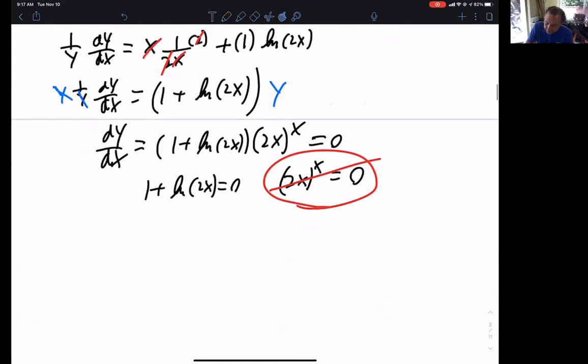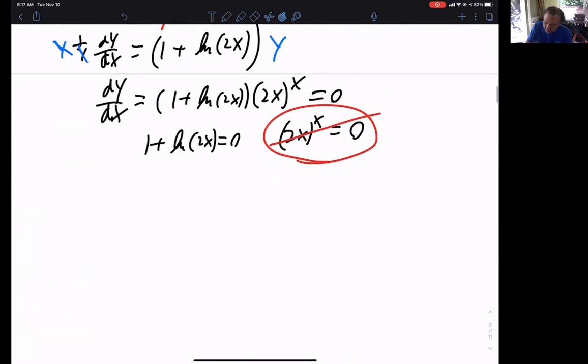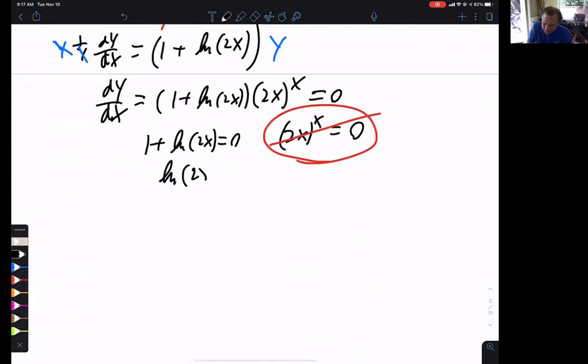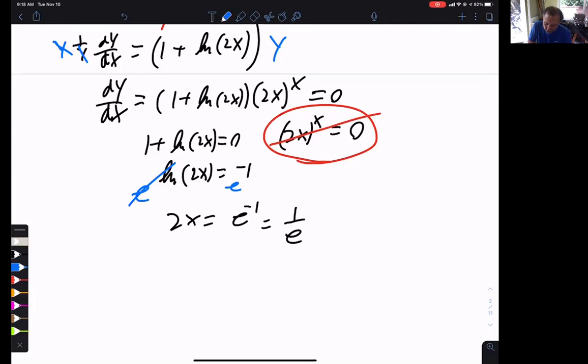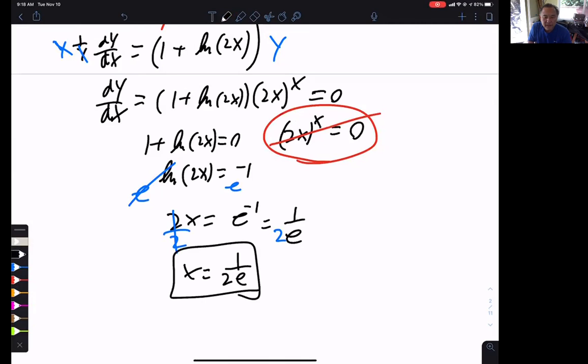So how do you solve this? Algebra. Subtract 1 from both sides. You e both sides to get rid of the ln. You have to know those are inverse functions, which makes this 1 over e. Divide both sides by 2. So x equals 1 over 2e. That is our critical point.